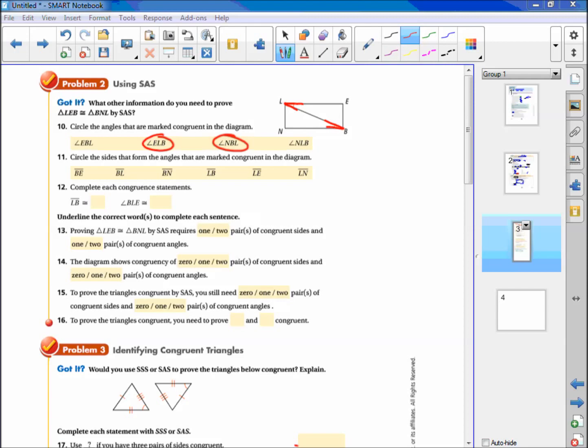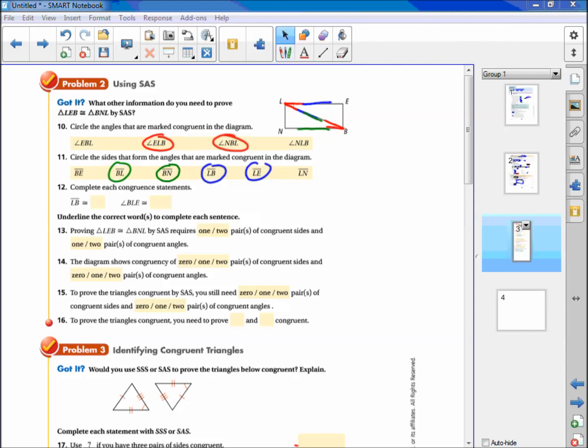Circle the sides that form the angles that are marked congruent in this diagram. So remember to use side, angle, side. They have to be the two sides that would be right next to that angle. Okay, so the angle has to be included between those two sides. So we would need this one and this one for the top right triangle. So LE and LB. And in the bottom left triangle, we need this one, which we already marked, LB, and we need BN. Okay, so LB and BL are the same. All right, and so we don't need LN or BE.